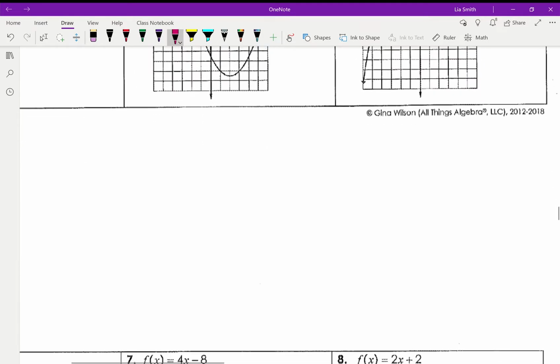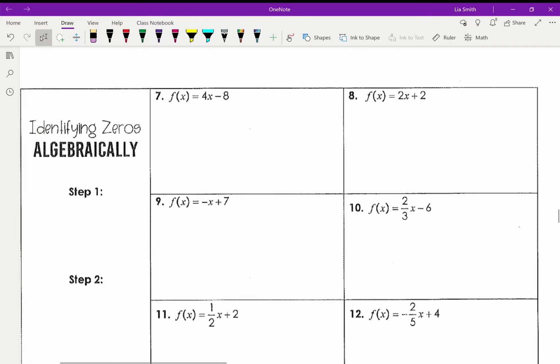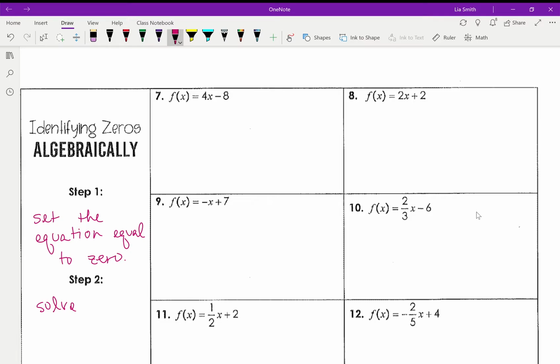So how do you find them algebraically? What if you don't have a graph, or maybe you can't find them on your graph, or what if they are in between your two numbers and you're not quite sure what fraction it is? So step 1, set the equation equal to 0. Step 2, solve for x. And that might look different depending on which type of equation I've given you.